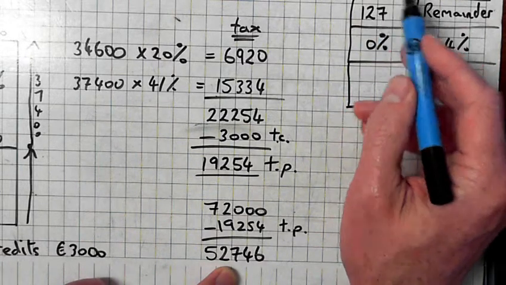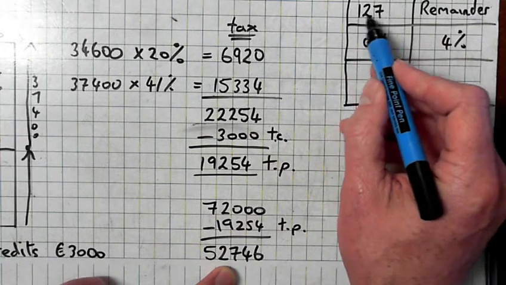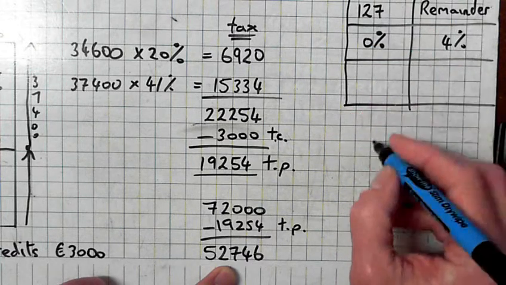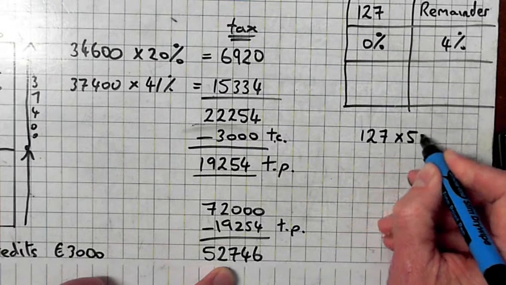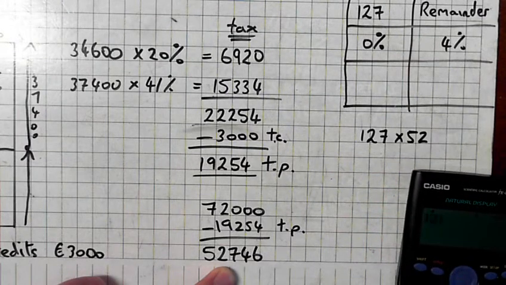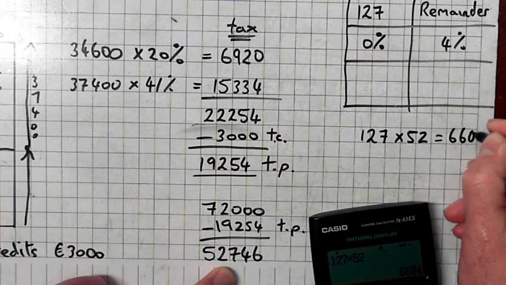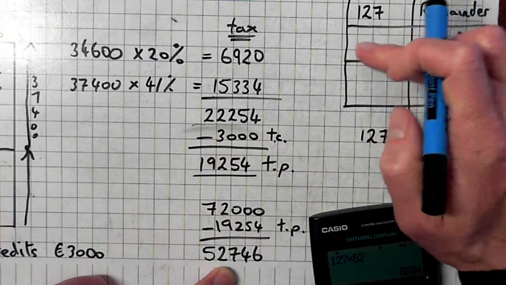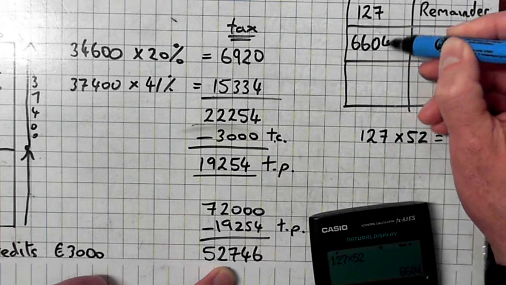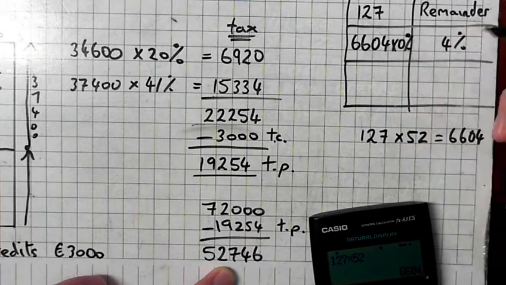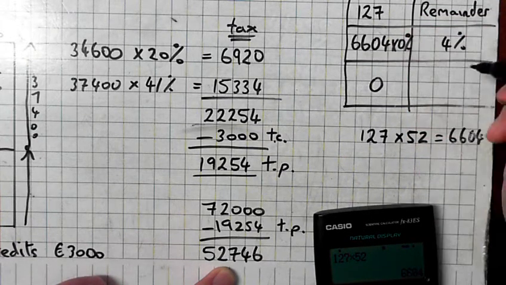Right, PRSI. There are 52 weeks in the year. So every week, the first €127, I don't pay any PRSI. So this is how you do it: 127 times 52 is 6,604. So on the first 6,604 it'll always be 0%. So you pay no money on the first €6,604.